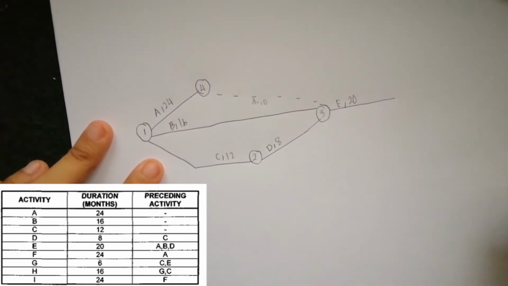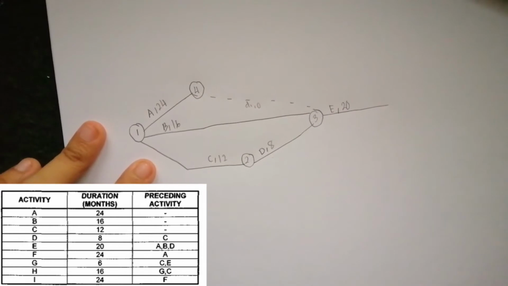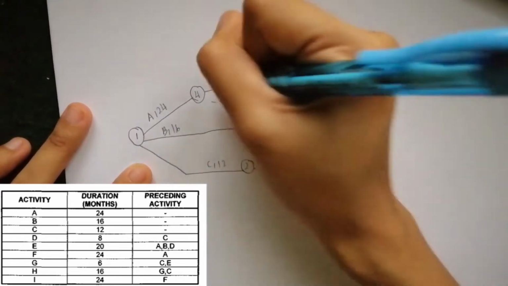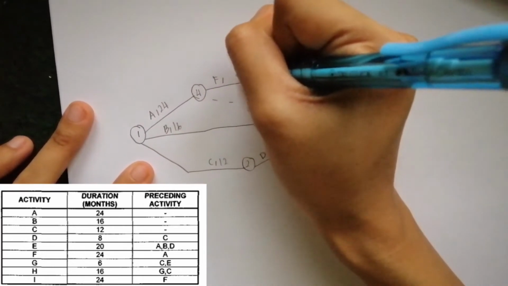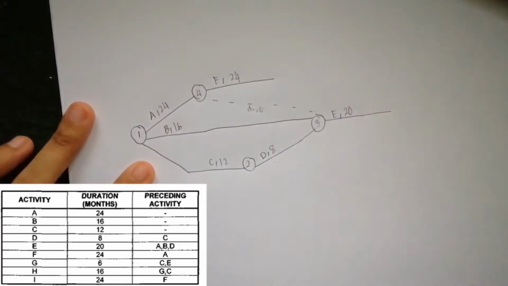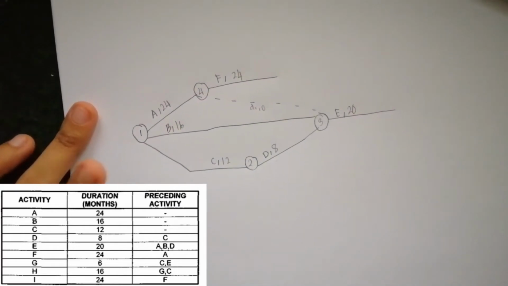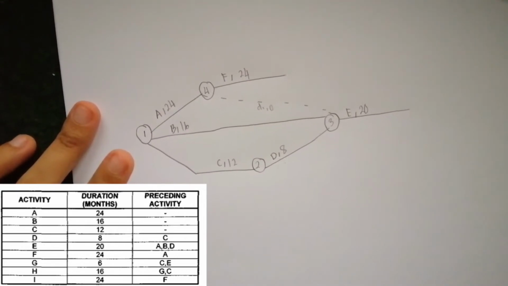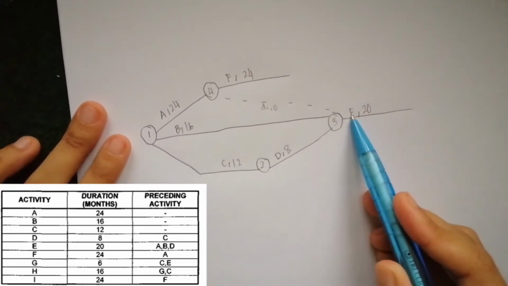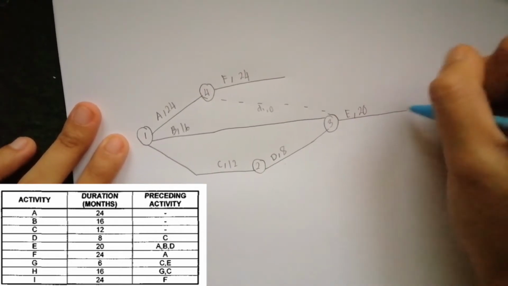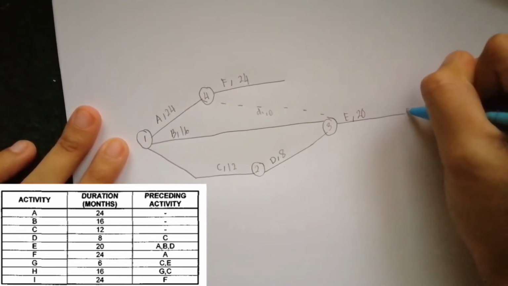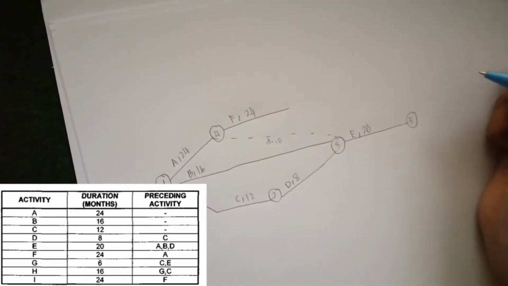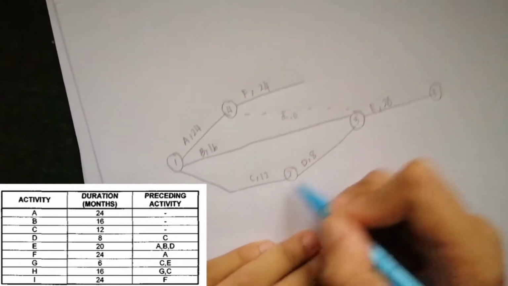Okay, next for F, there is only one preceding activity which comes from E. Just draw the line for F here. 24 months. Okay, next for G, there are 2 preceding activities which are C and E. So we put the number first, number 5. So we use a dummy for C and E.